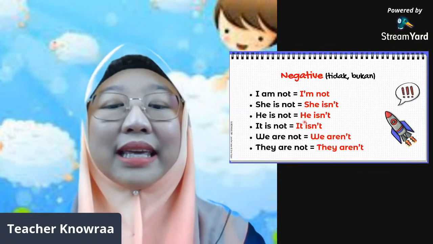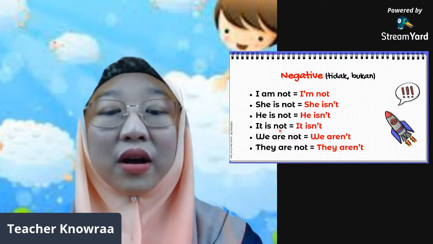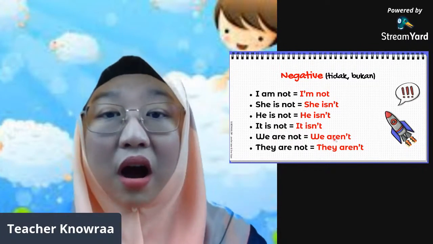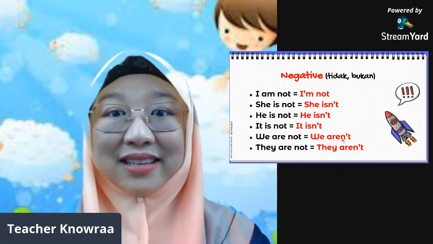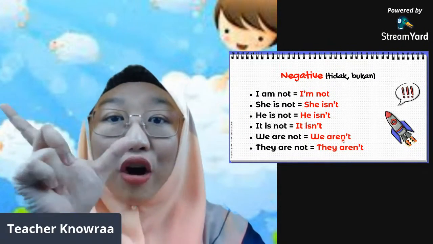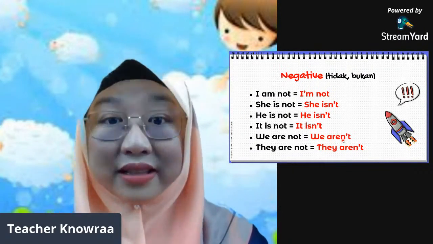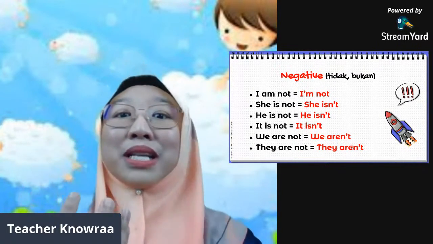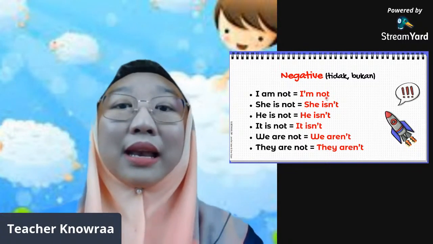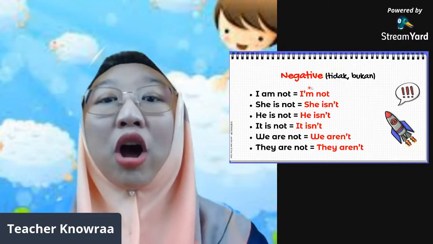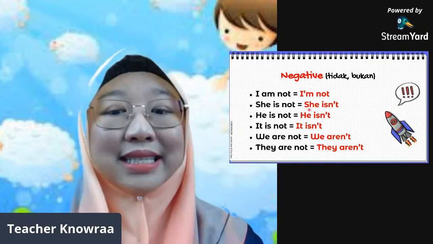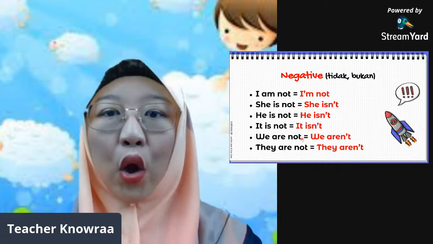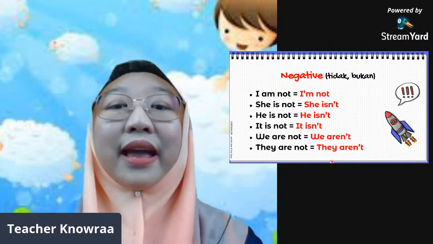He is not, he isn't. It is not, it isn't. We are not, we aren't. Okay? Not aren't, it's aren't. Long. Okay, long aren't. They are not, they aren't. Macam aunt makcik, aren't. Okay? Okay, let's repeat it again. I'm not, she isn't, he isn't, it isn't, we aren't, they aren't.